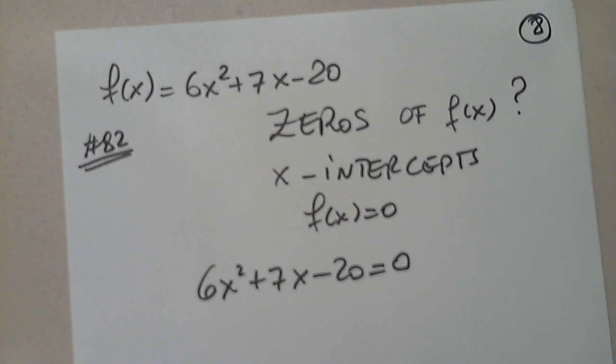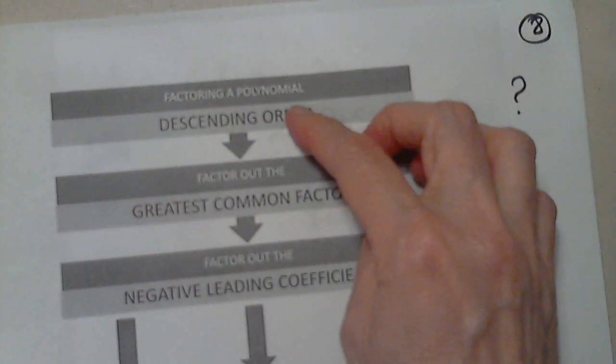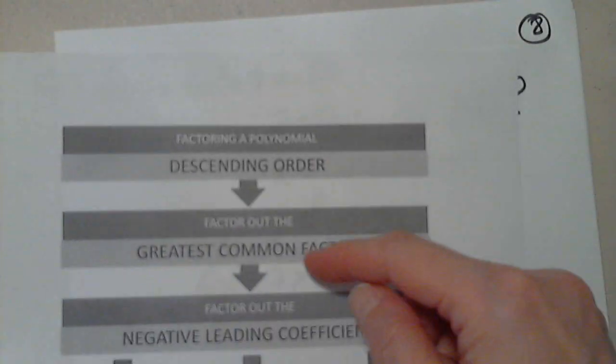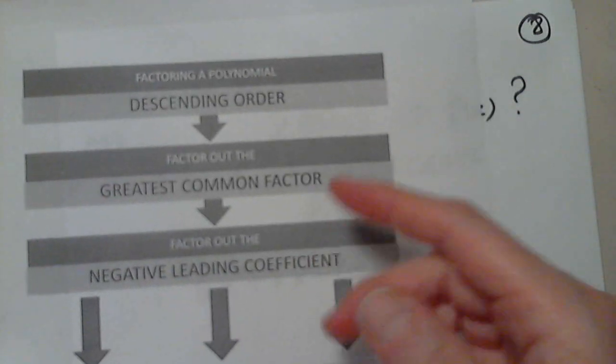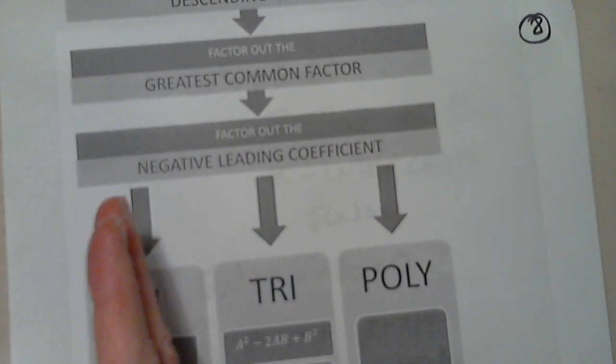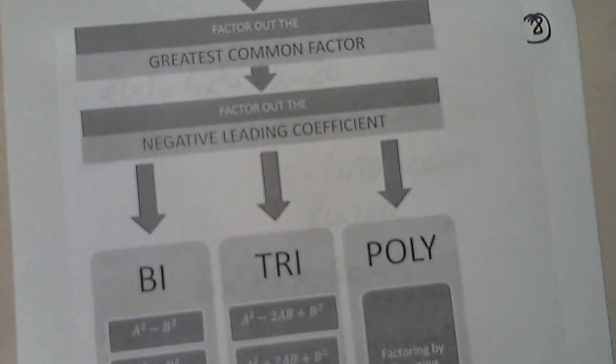I'm having a little bit of trouble. Can you help me get on track? Yes, what would you need help with? Getting started. So you have to go through these steps, right? So the steps are descending order. Yes. Greatest common factor? No. Negative leading coefficient? No. Is it a binomial? Is it a trinomial? Or is it a polynomial?